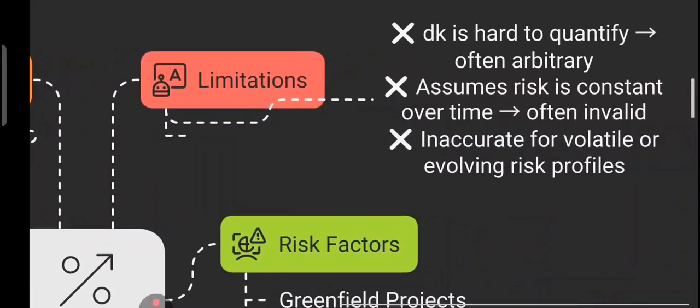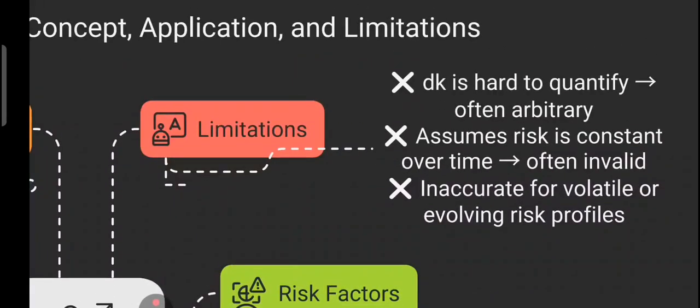But you know, there are some limitations also. What are the limitations? The first limitation is that the dk value is very hard to estimate and can be subjective. It is not objective, it can be subjective. For many different cases, different dk values can be there. And also it assumes that risk remains constant over time, which is rarely the case. Do you think that risk remains constant over time? No. It does not remain constant over time. So this is one assumption that this particular model makes, and this is its limitation.